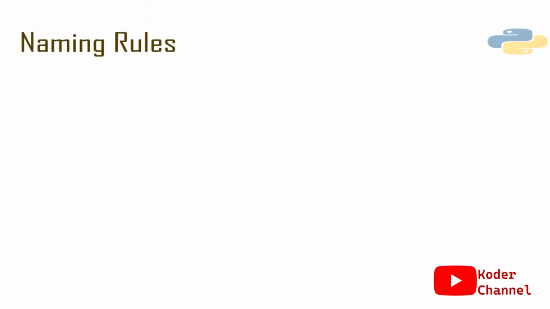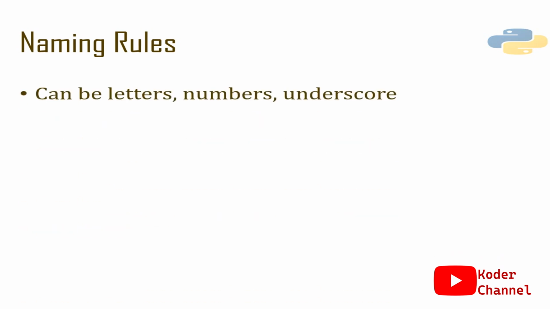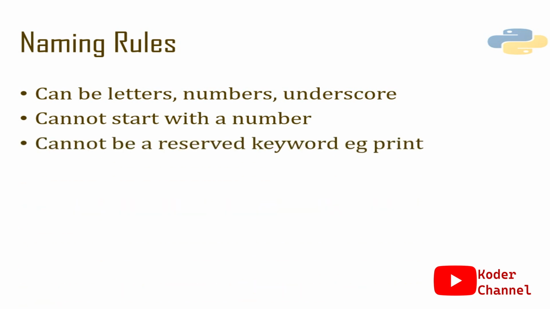Now, some basic naming rules in Python you need to be aware of. A name can be letters, numbers, or underscore, or a combination of all these. But you cannot start with a number. It's not allowed. You can't say 2var or 2variable. Also, it cannot be a reserved keyword. Some keywords represent commands in Python, so they cannot be used. Otherwise, there would be confusion.